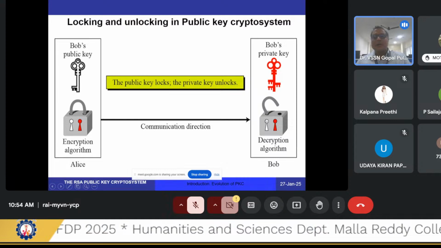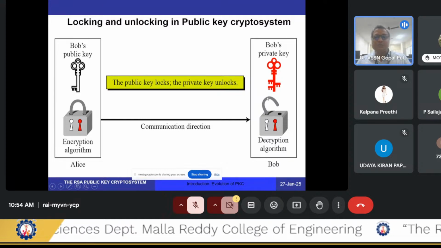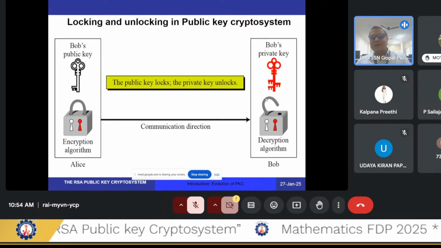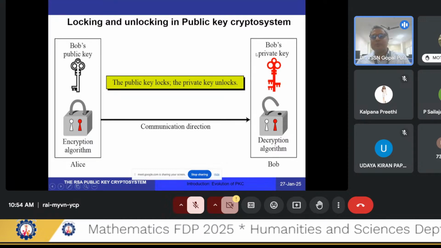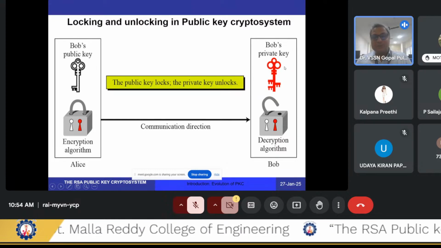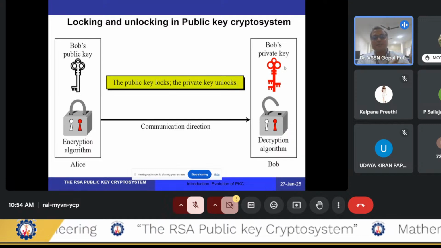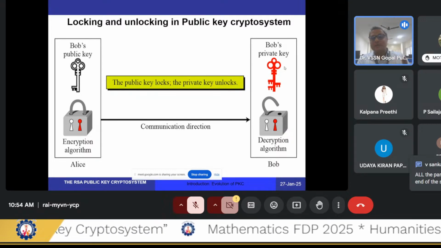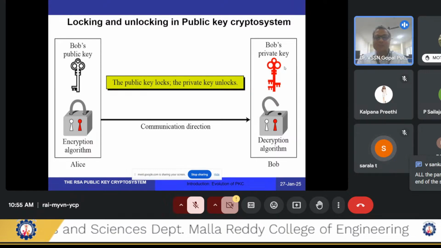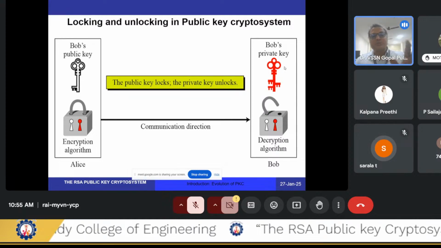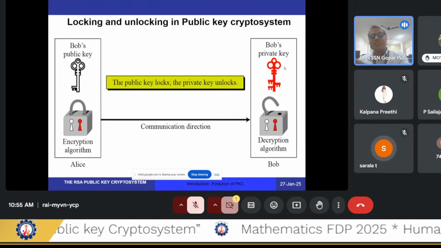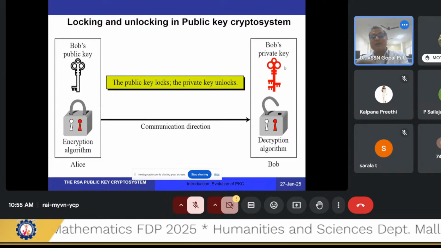On receiving the message, what Bob does is decrypt the message using, as you can see, Bob's private key. As we just mentioned before, Alice will have her own pair of keys, a public key and a private key. As well, Bob has his own pair of keys, public as well as private. Alice is encrypting a message using the knowledge of Bob's public key. On receiving that message, Bob is decrypting it using his private key.